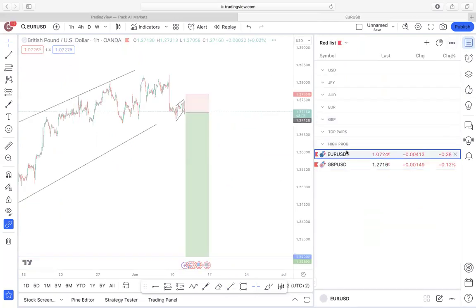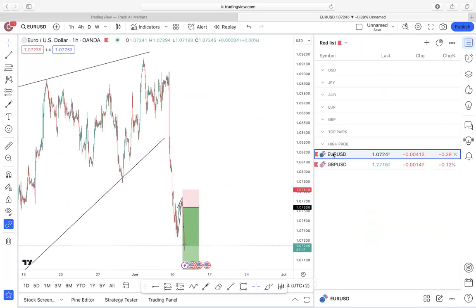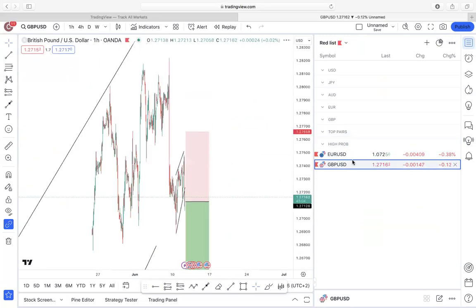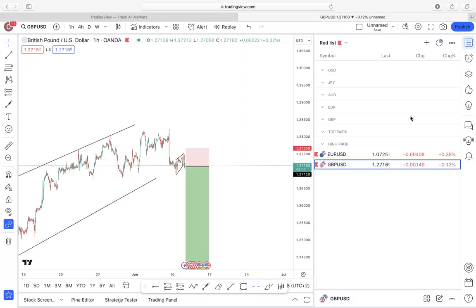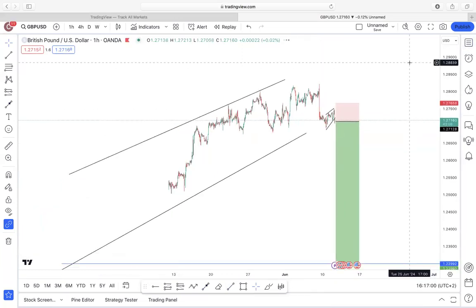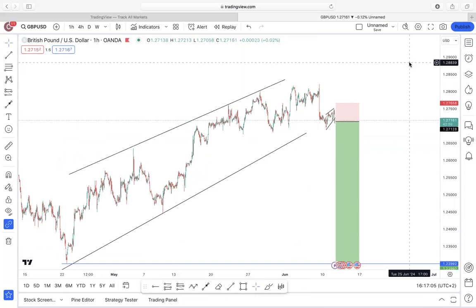So guys, I'm mainly focused on these two pairs. Currently on EUR USD, we are running in profits. We already moved our stop loss into break even. And now GBP USD is presenting us with an opportunity. So we're going to execute this one and see how it develops. Whether it gives us profits or it doesn't, we'll just have to execute and see.